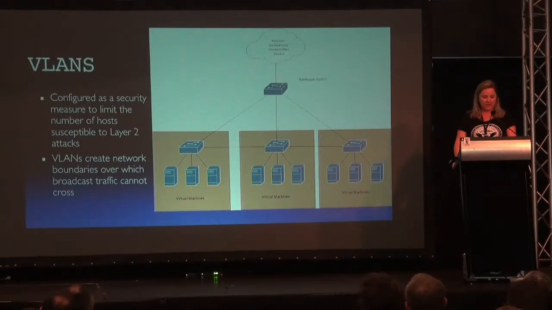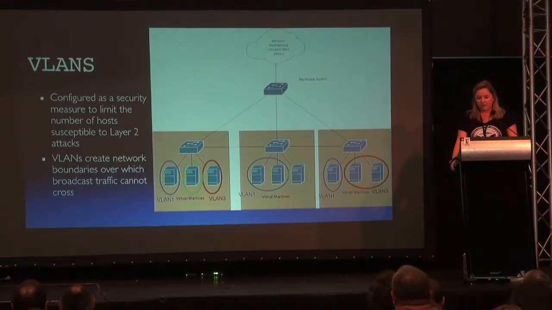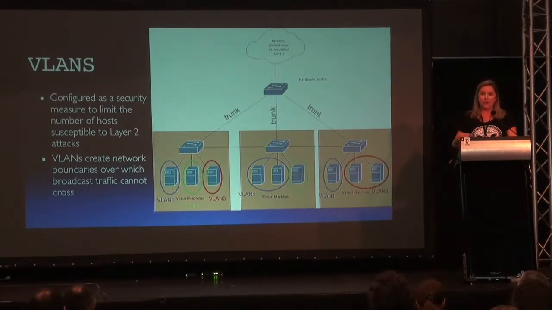Okay, so a refresher on VLANs, for people that can't remember, it's configured as a security measure to limit the number of hosts susceptible to a layer 2 attack, so pretty much limits your broadcast domain. And VLANs will create boundaries over which those broadcasts can't cross. So in the data center environment, you may have VLAN 1, 2, and 3, and because you want your VMs to be able to migrate between hosts, you'll generally put a trunk and allow vMotion between the hosts.